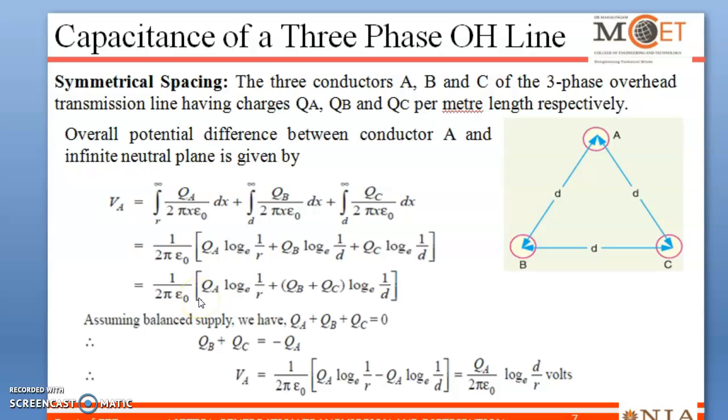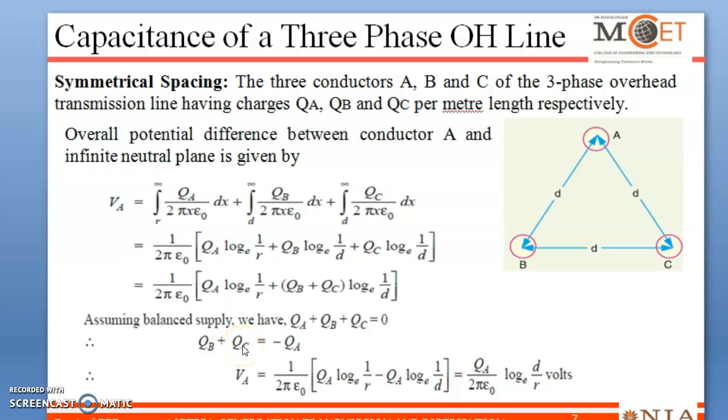After that, we simplify these equations. For example, the infinite values become 0, so that value is neglected in this equation. We simplify the two terms because they have the common distance D, that means conductors B and C. So we add QB and QC with respect to log e 1 by D. After that, QA plus QB plus QC is 0 because of the equipotential surface concept.